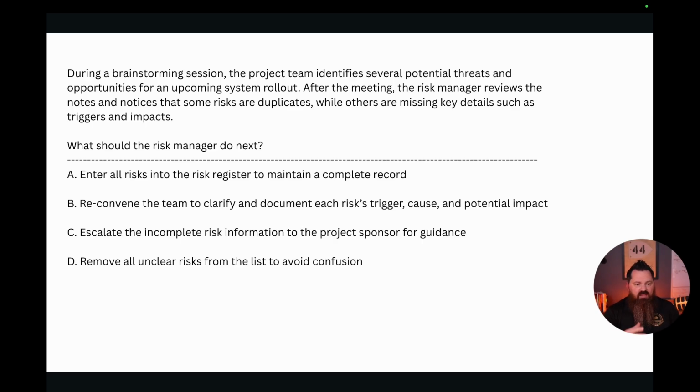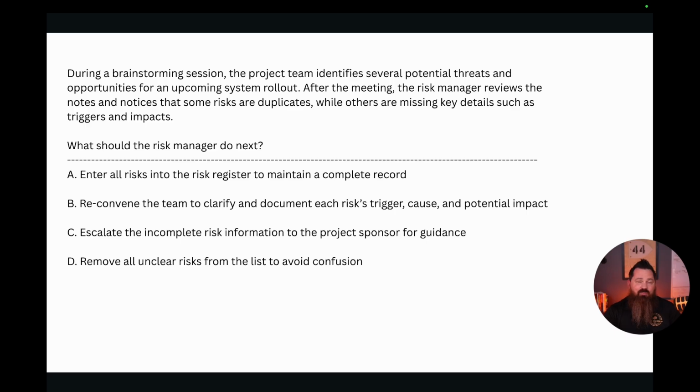B: reconvene the team to clarify and document each risk trigger, cause, and potential impact. I'm liking this one because, again, you as the risk manager don't have to do it all yourself. You want to get the team's input. They're the subject matter experts. So this is a great idea to get the team back together. So I'm liking B.